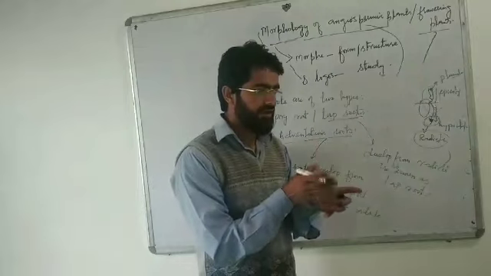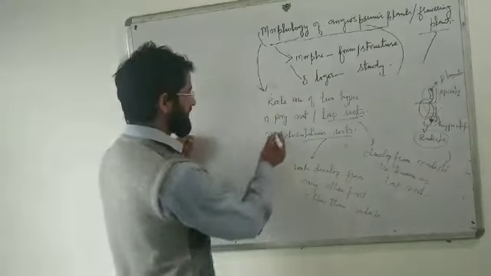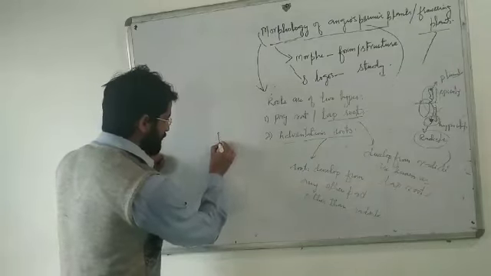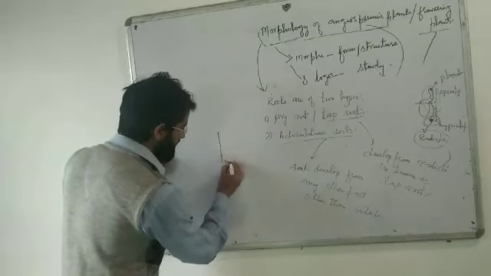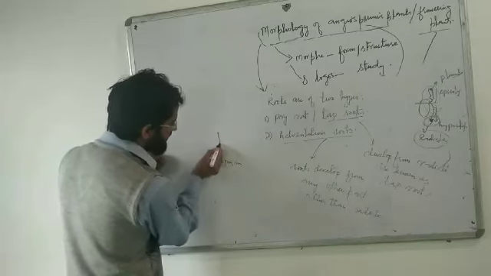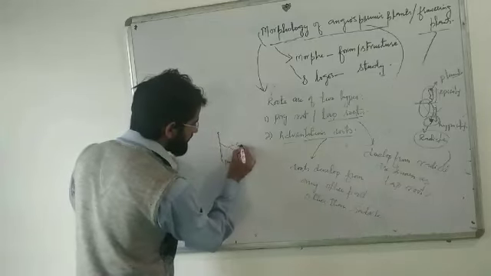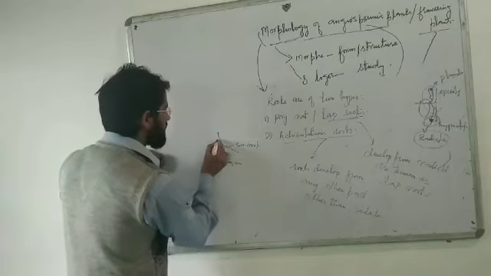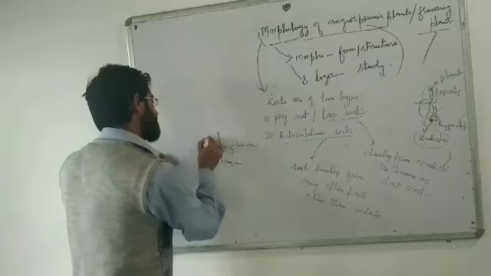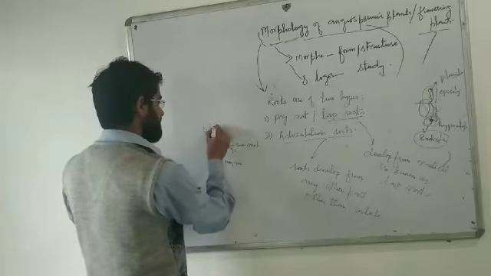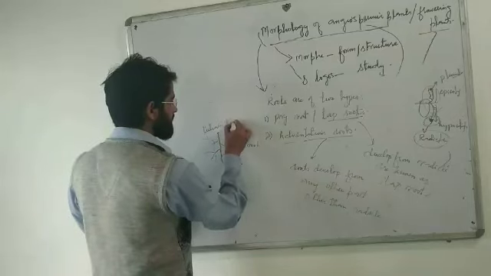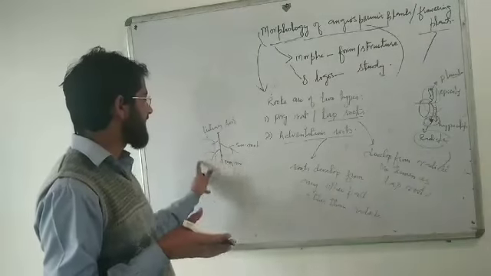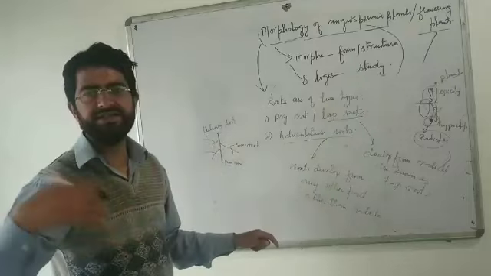The taproot system shows a branching pattern. The root which first arises from the radicle is known as the primary root, the roots which arise from this primary root are known as secondary roots, and those which arise from the secondary roots are known as tertiary roots. That means the taproot system usually forms a web-like structure.